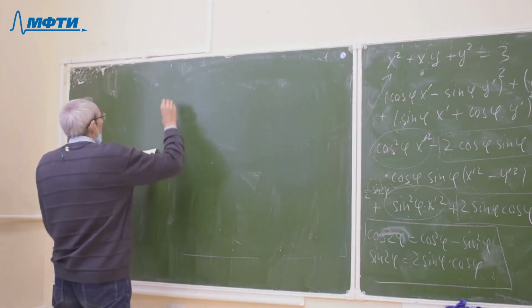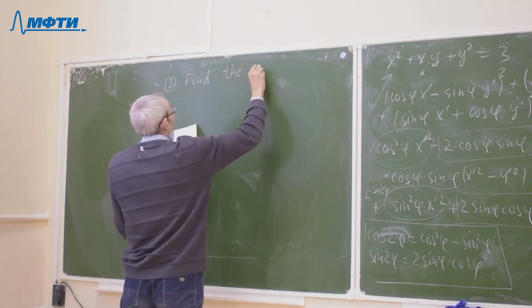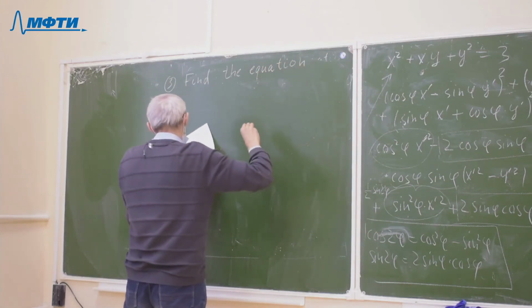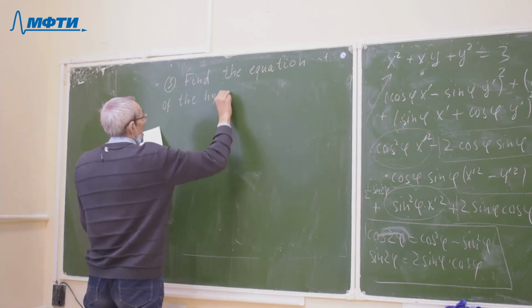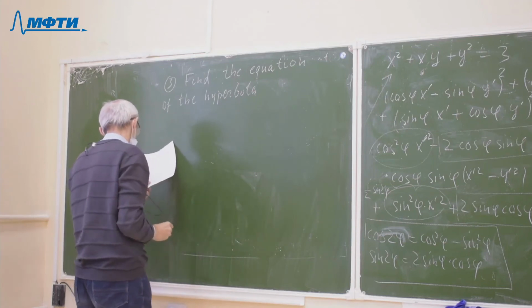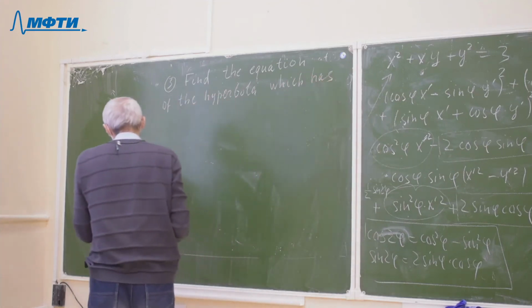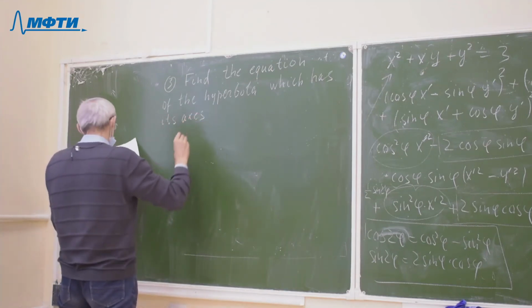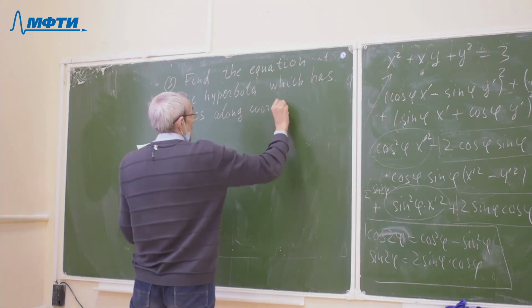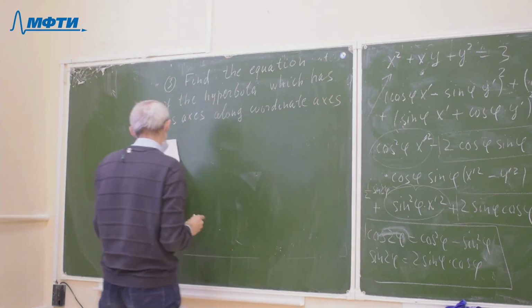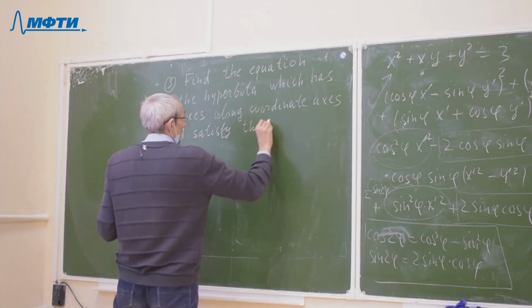The last problem. Find the equation of the hyperbola which has its axis along the coordinate axis and satisfies the following condition.